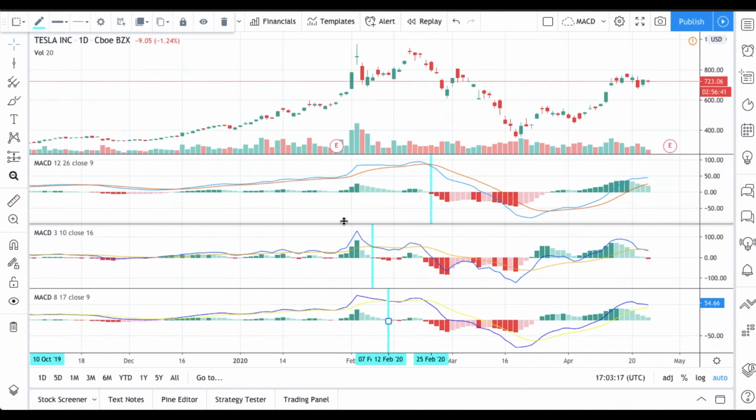So again, guys, there are different settings for the MACD. If you want to deep dive into what MACD is, go on Investopedia. There are lots of videos on YouTube, but these are 3 of the most common inputs that you can put in: the 12, 26, 9, the 3, 10, 16, and the 8, 17, 9.